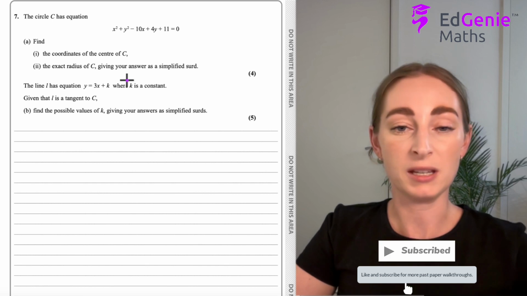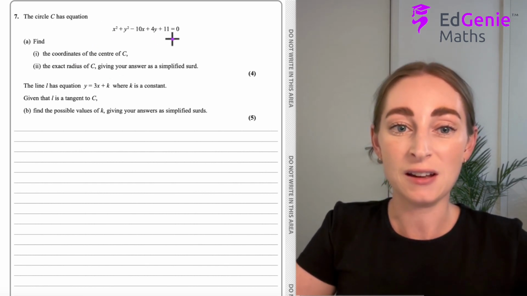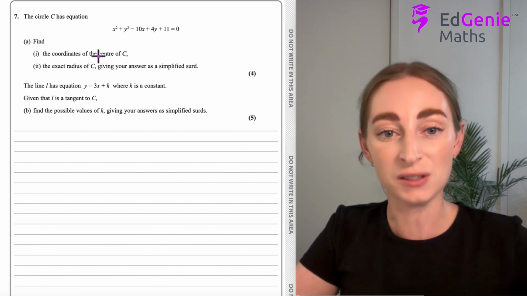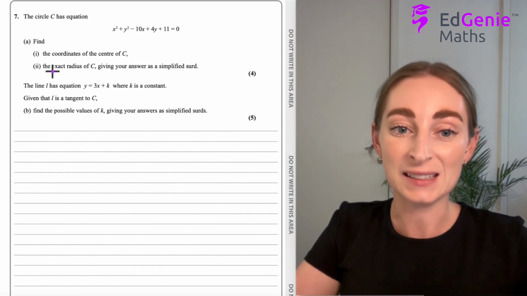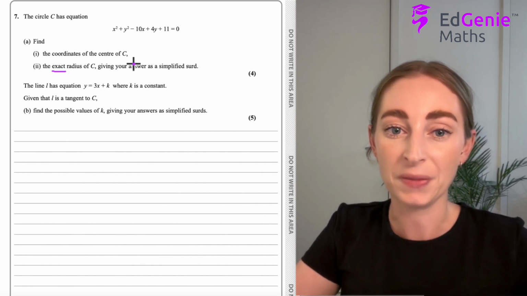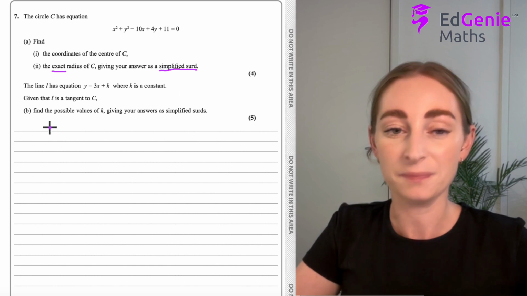Circle questions are my absolute favourite, so we're going to like this one. They've given us an equation of a circle, and they've asked us to find the coordinates of the centre and the exact radius. I'm just going to underline that so I remember. Giving your answer as a simplified surd.